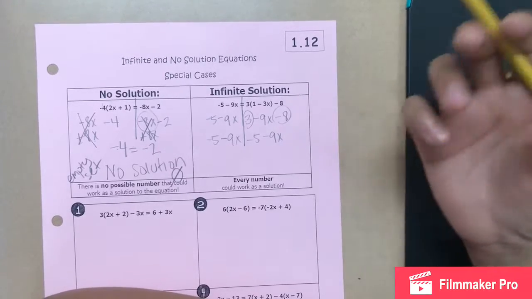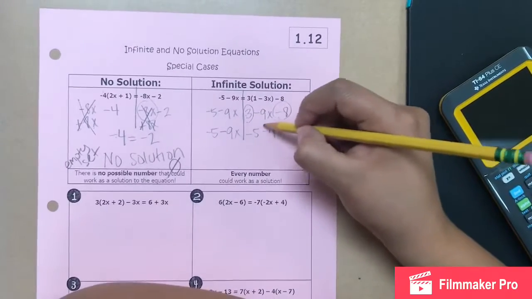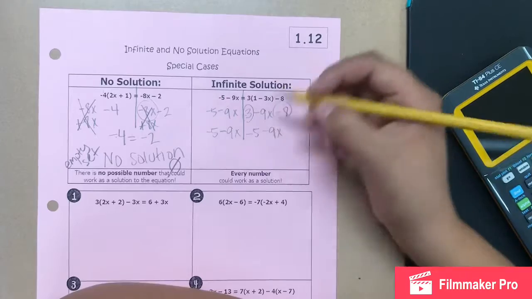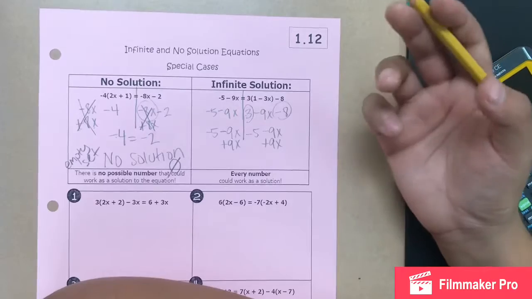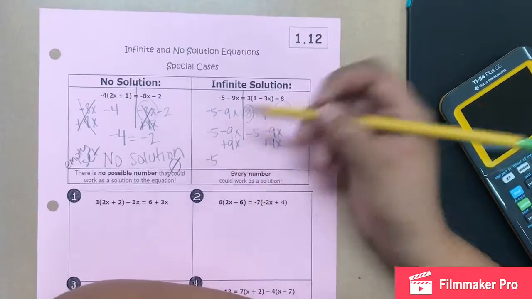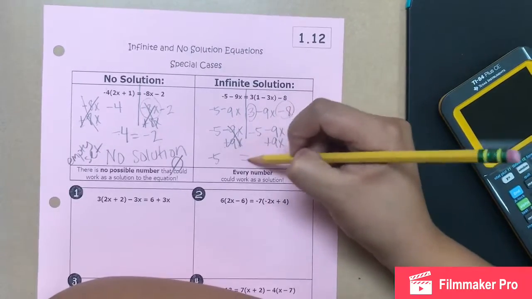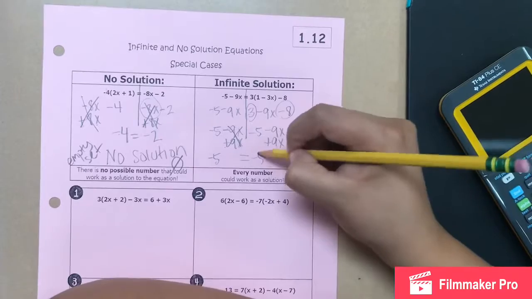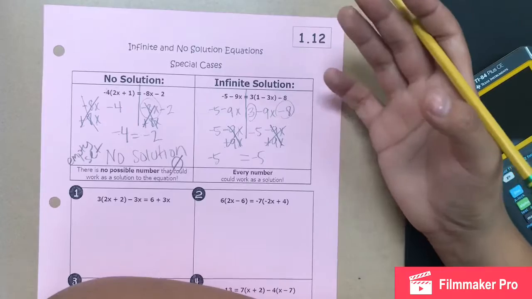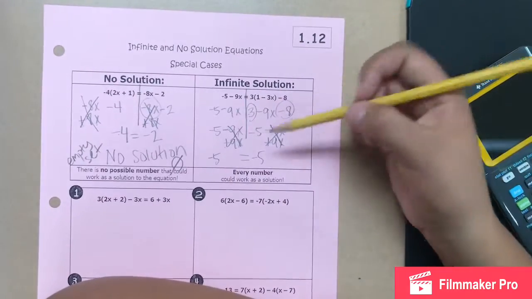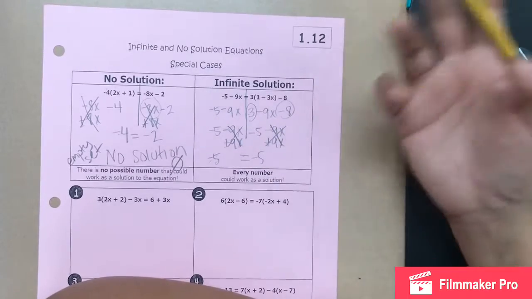My third step says I move my variables to the same side, the left. So the opposite of -9x is +9x. If I look carefully, -5 comes down, but this -9x and this +9x cancel. So I just have -5 on the left. Now bring -5 on the right, and -9x and +9x cancel. At first glance, you're like, oh man, it's going to be the same as no solution. But if you look carefully, doesn't -5 equal -5? Doesn't a number equal itself?